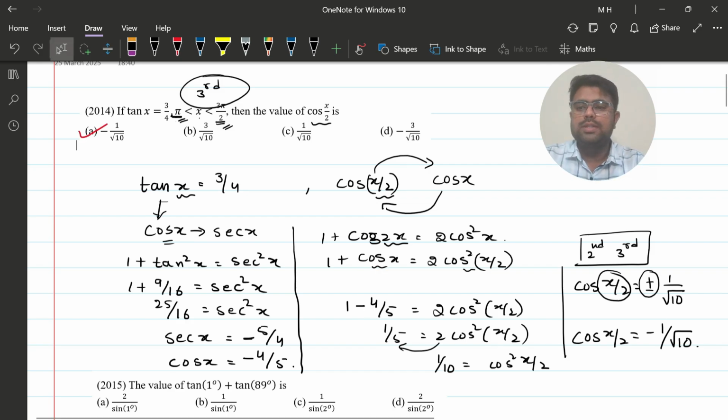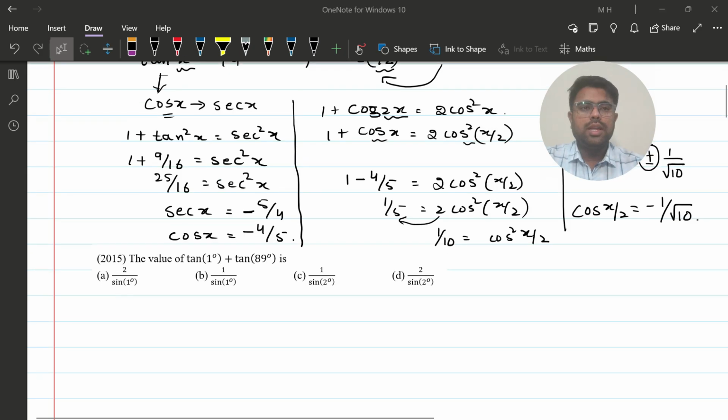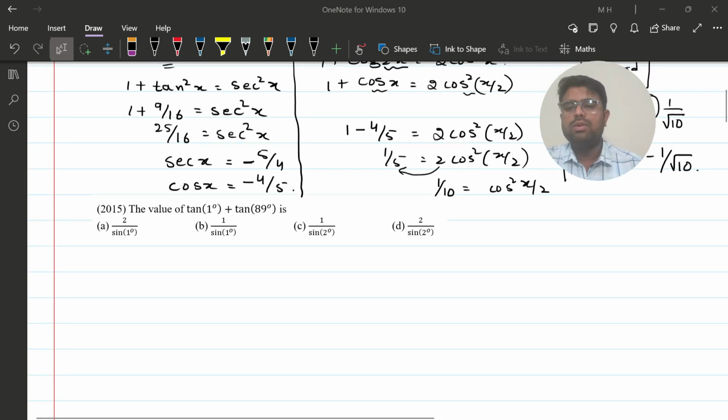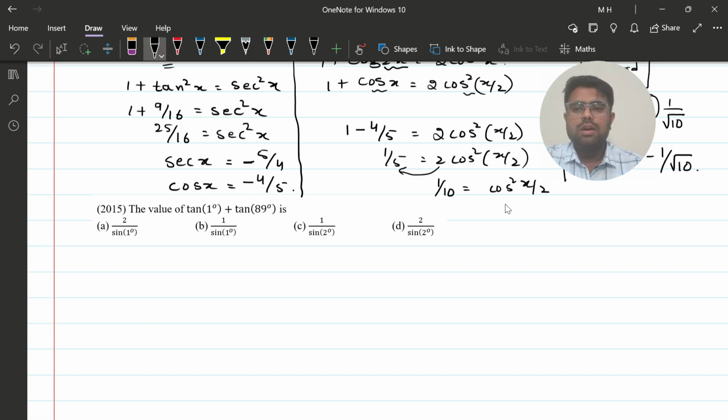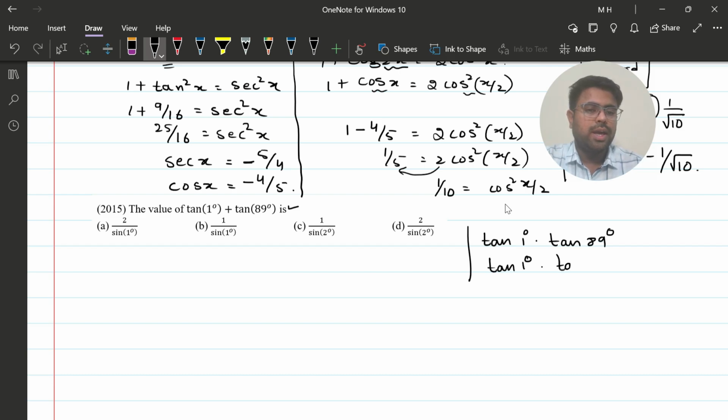Okay, fine. Let us now take up the next question. The next question says the value of tan 1 degree plus tan 89 degree is. See, it actually does not say what we have to do. If the question was tan 1 degree into tan 89 degree, then we know that tan 89 degree can be written as tan of 90 degree minus 1 degree, right?